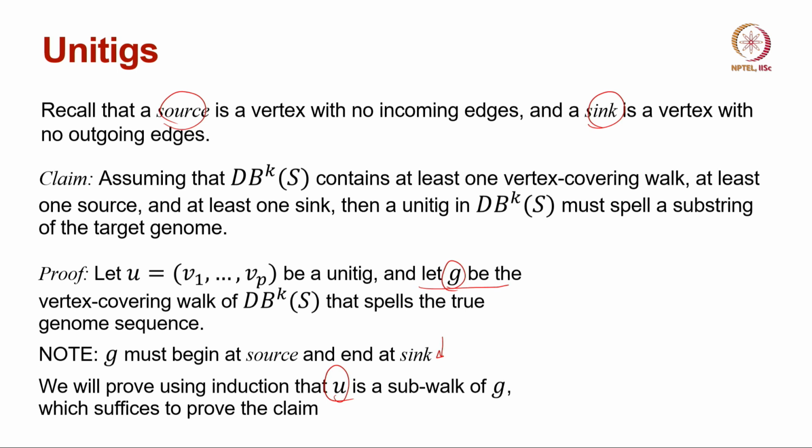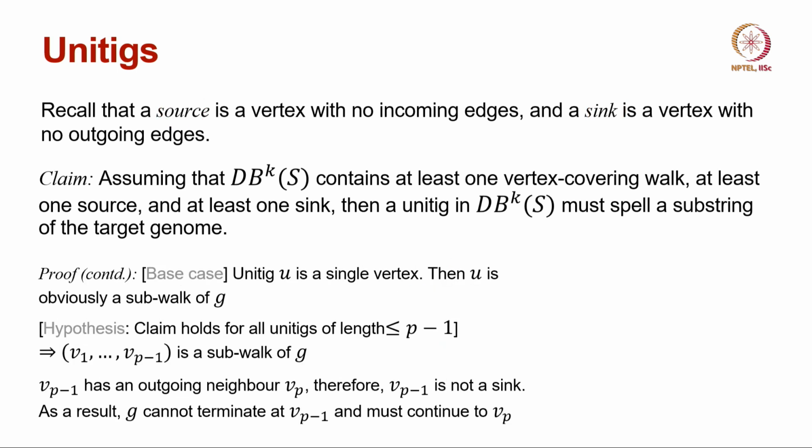So, let us see how the induction argument works. Well, the base case is simple, that is, if you have a unitig which is a single vertex. We are inducting on the length of the unitig, and if your unitig is a single vertex, then obviously U has to be a sub walk of G, because G is vertex covering. So, it must visit U. Now, the induction hypothesis is that the claim holds for all unitigs of length up to p minus 1, and therefore, the hypothesis gives us that V1 up to Vp minus 1 is a sub walk of G.